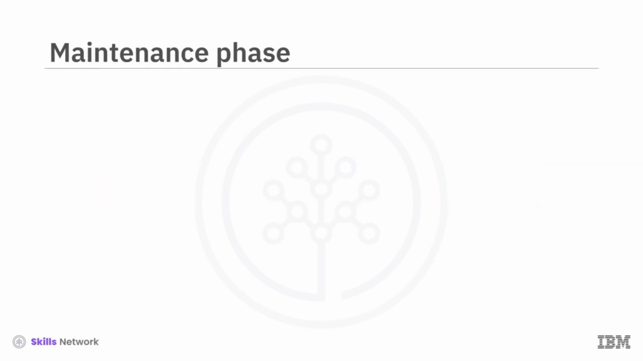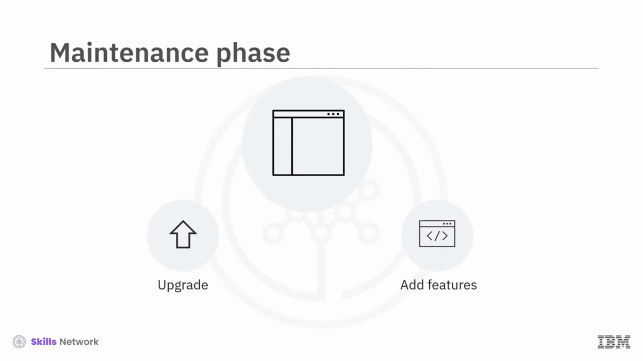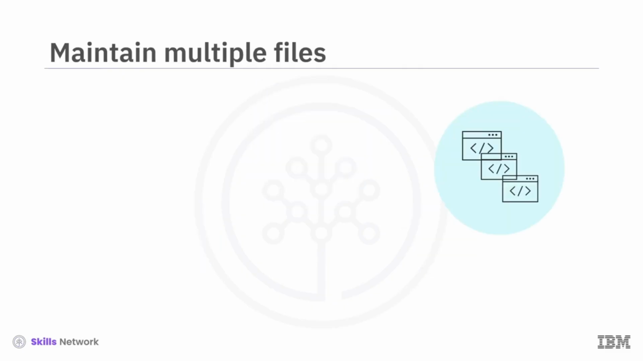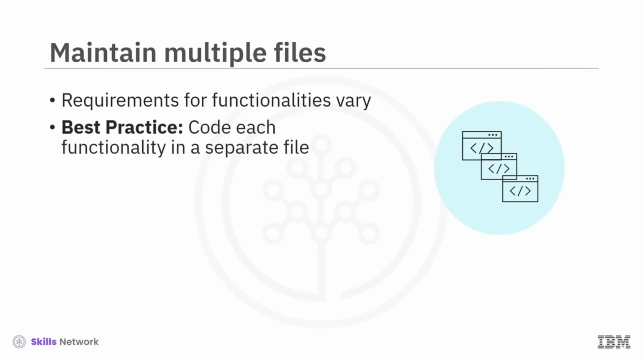The last phase in the application development lifecycle is maintenance. The application might need an upgrade, or you might need to add new features. In this case, the new features must go through all previous phases before being integrated into the application version deployed in production. Let's briefly review why maintaining multiple files for coding different functionalities is a best practice. Every app usually has multiple functionalities, and the requirements for each functionality might vary. The best practice is to code each functionality in separate files.